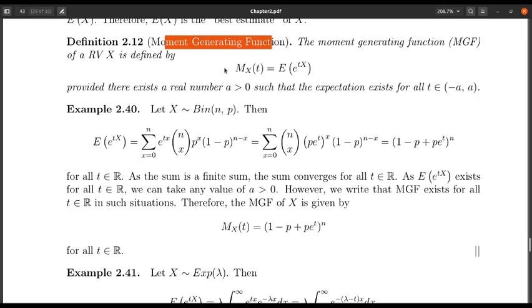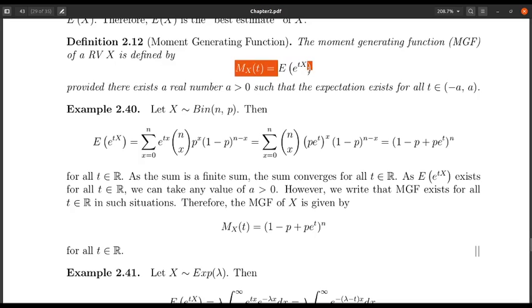The expectation of e to the power tX is called the moment generating function of X at the point t, provided that this expectation exists in a neighborhood around the point 0. That is, provided there exists a real number a greater than 0 such that the expectation exists for all t belonging to the interval minus a to plus a. So that means this expectation exists in a neighborhood around the point 0.